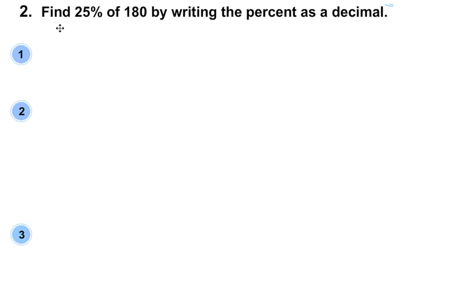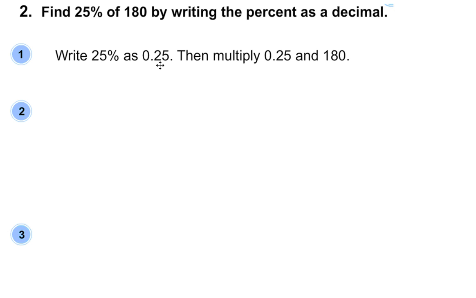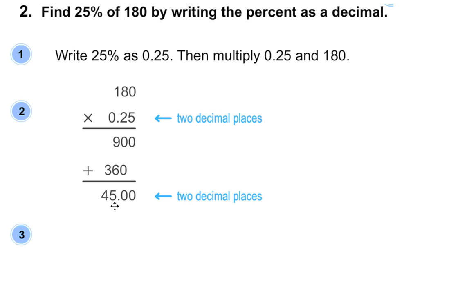Example 2, find 25% of 180 by writing the percent as a decimal. Okay, so now we're going to write 25% as 0.25, and then we're going to multiply 0.25 times 180. So after we do that, we get 45. So 25% of 180 is 45.